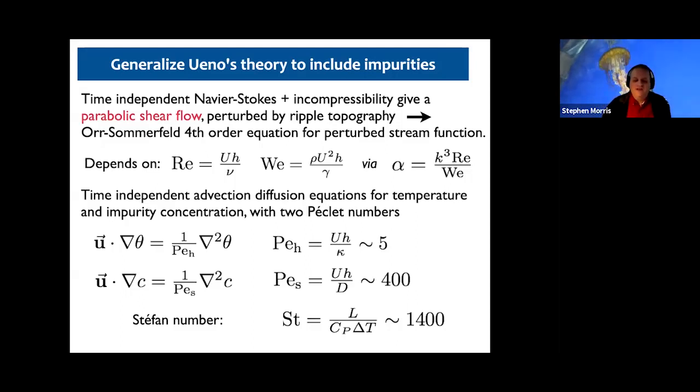Okay, so the name of the game is to solve for the sinusoidal perturbation of the surface, and how that modulates the advection diffusion of the heat and salt, and how that feeds back to the growth rate through the Stefan condition.